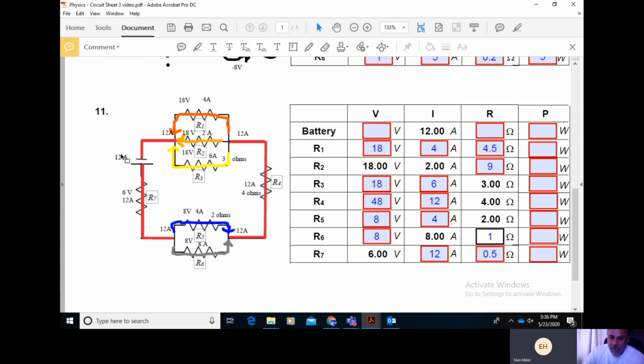Now let's figure out what this battery voltage is. Okay, that's easy. All we have to do is add up the voltages around the circuit. So I'm going to add up 6, 8, and let's see here, across R4 should be 48 volts. So 6 plus 8 plus 48. Why are we adding? Because it's a series circuit all the way around, series chunks that have parallel splits. And then lastly we're going to be adding the 18 right here.